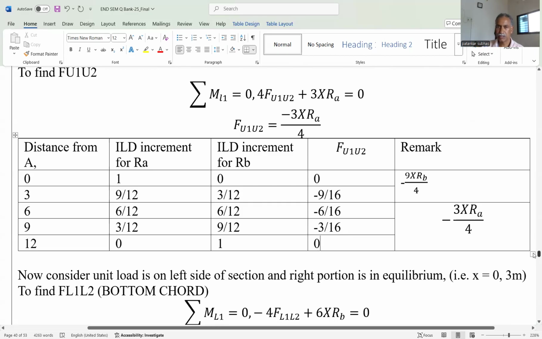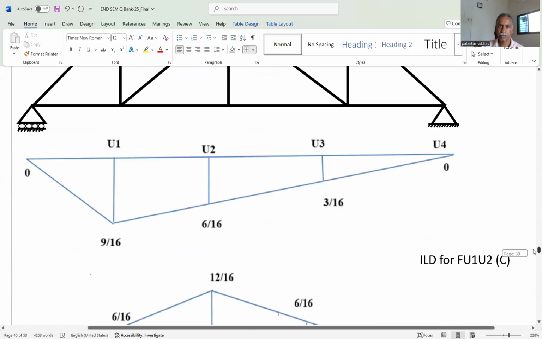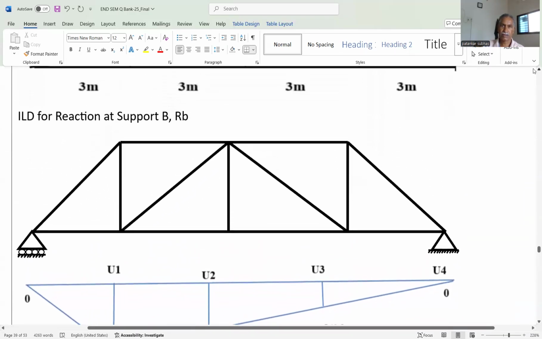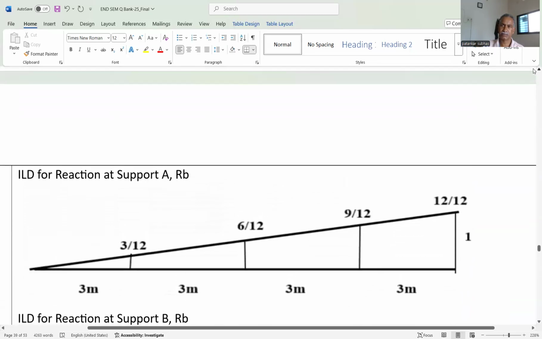So we get the ILD for U1, U2. Now this is the ILD for U1, U2: minus 9 by 16, minus 6 by 16, minus 3 by 16 and 0, 0. This is minus, that means the compressive. This is the ILD for the top chord member U1, U2. Okay. Similarly, for the bottom chord member, which is tensile, again we have considered the same concept.